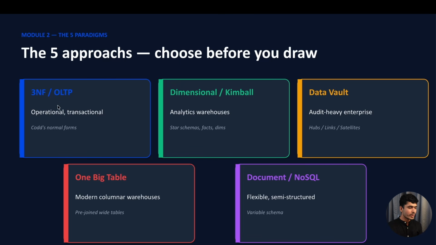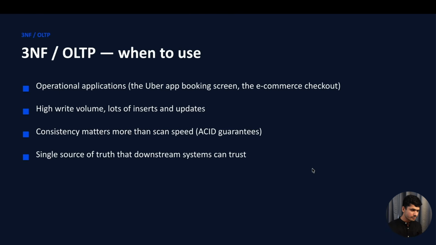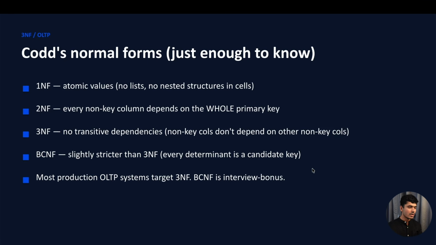We have 3NF OLTP, operational transaction. Then we have dimensional modeling, Kimball, that we'll just glance through right now. Data vault, one big table, and document or NoSQL. This we already understood, right?